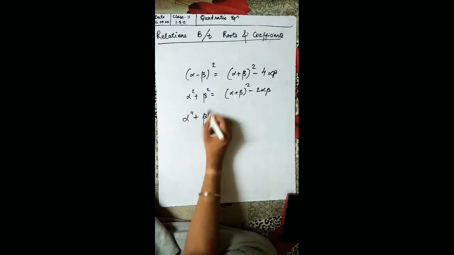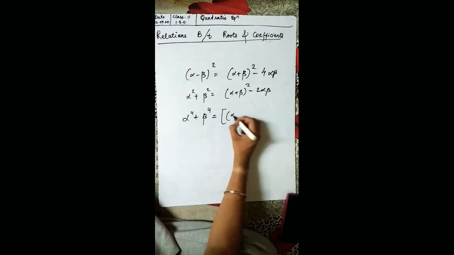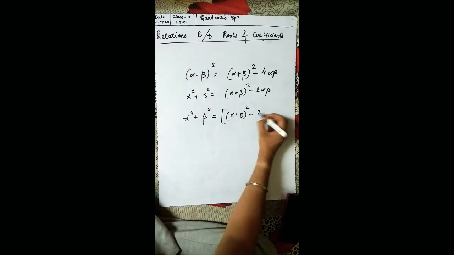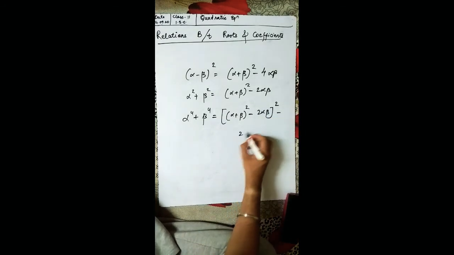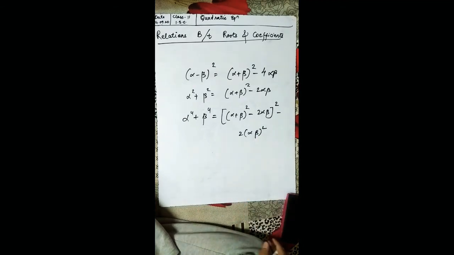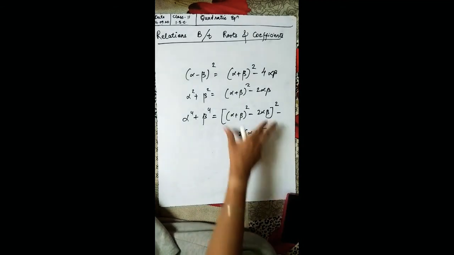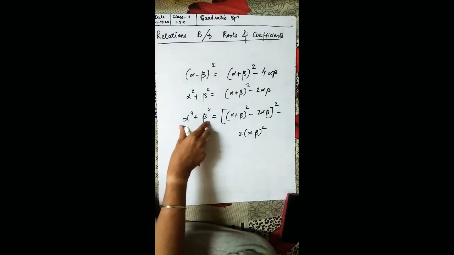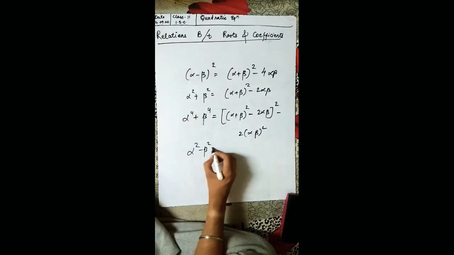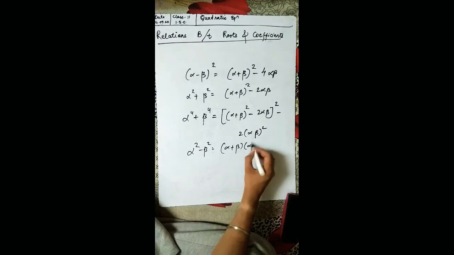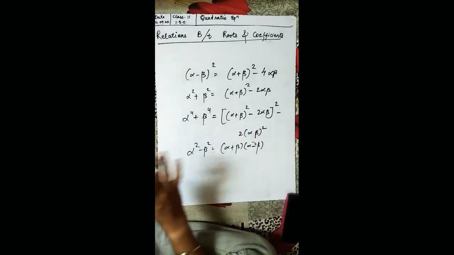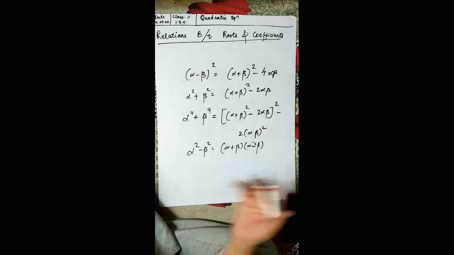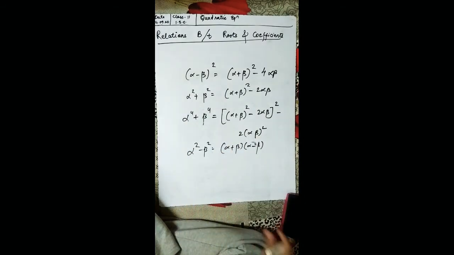Alpha to the power 4 plus beta to the power 4, they have written as (alpha plus beta) the whole square minus 2 alpha beta, the whole square, minus 2 times (alpha beta) the whole square. If you expand, you will get this only. Similarly, alpha square minus beta square, they have written as (alpha plus beta) and (alpha minus beta). So that is how we will be molding according to the situation, according to the question, and we'll solve the things. Now just one more thing and then we'll start the questions.